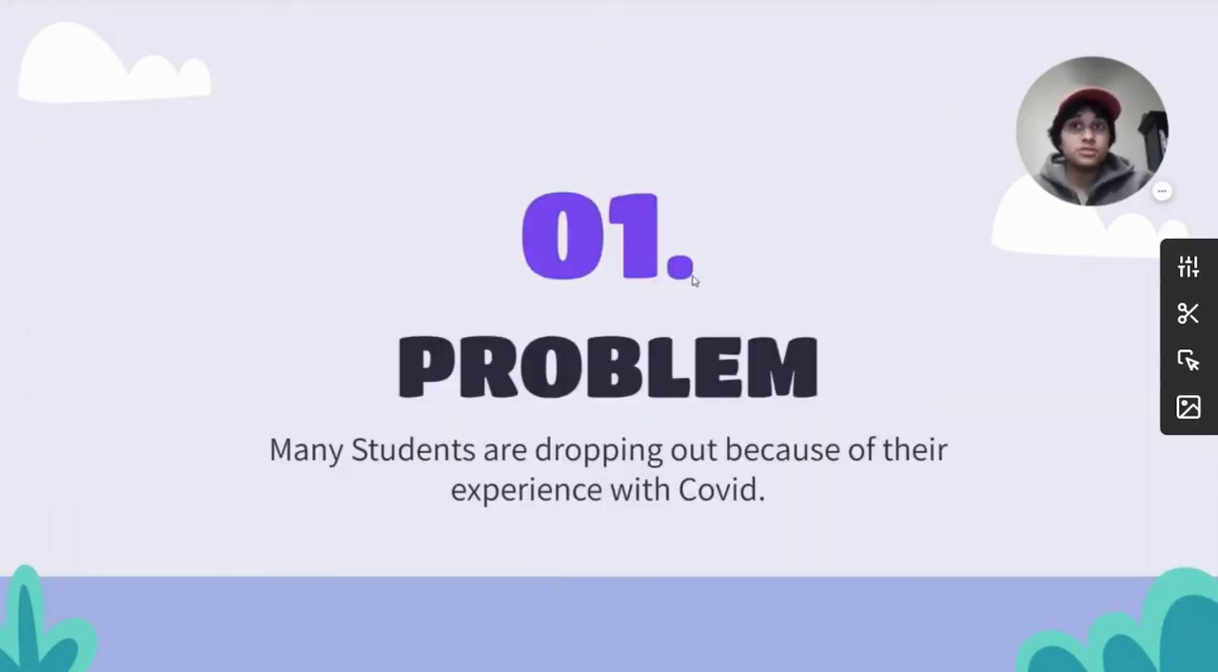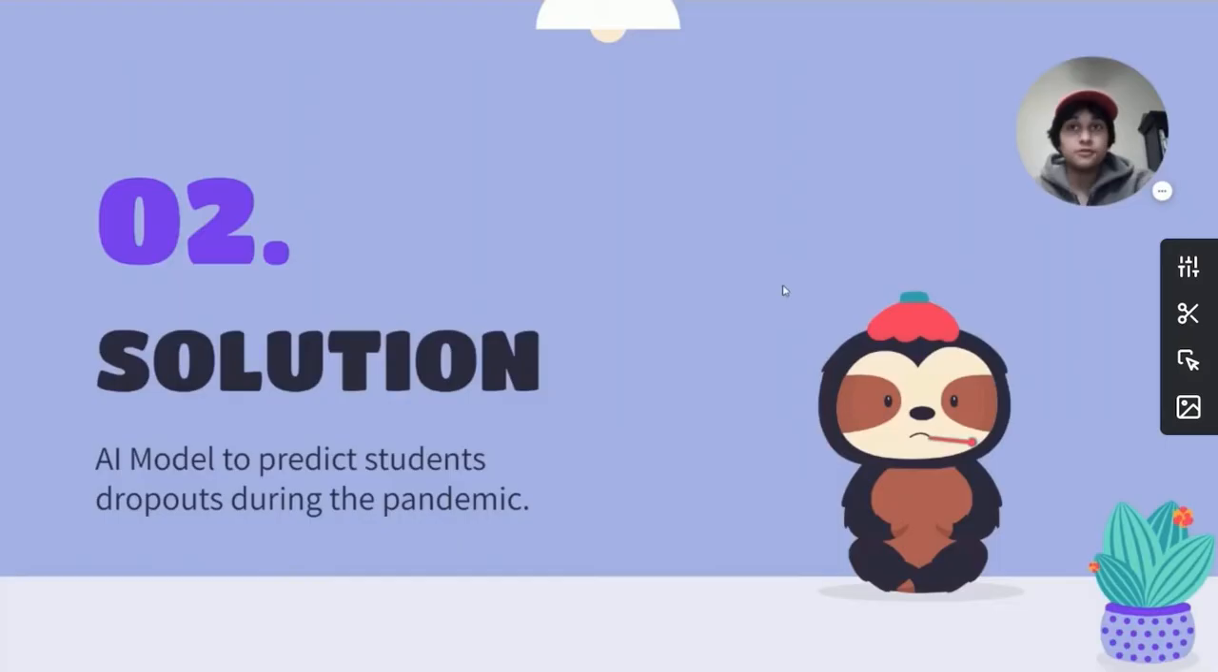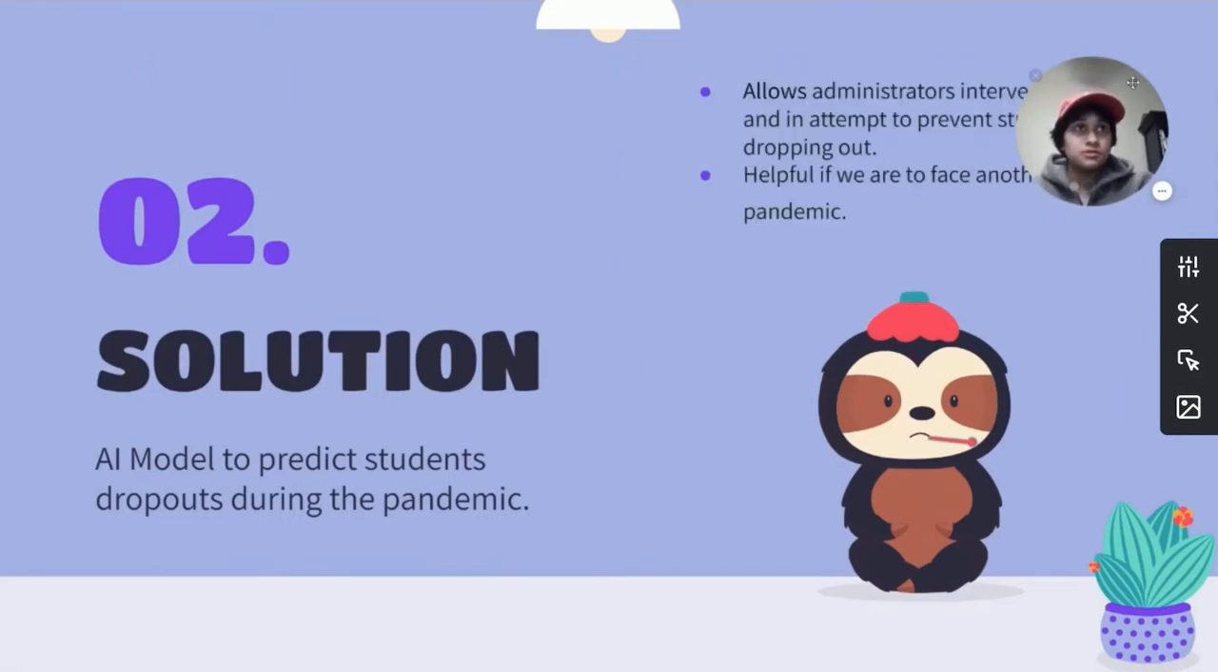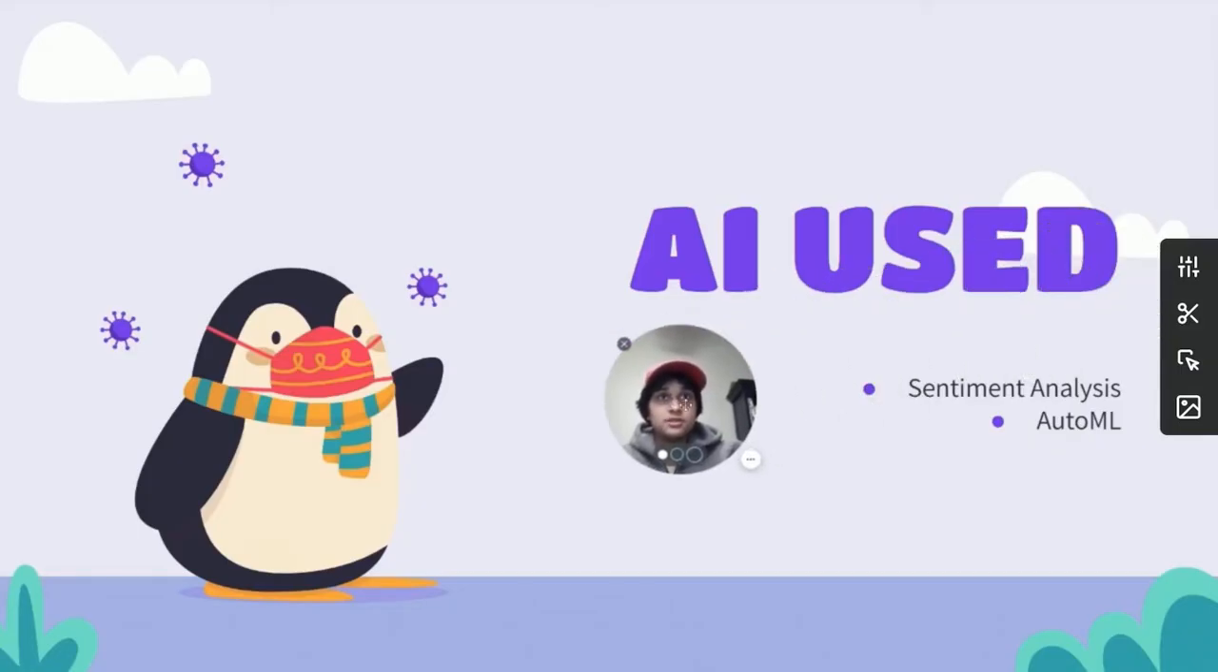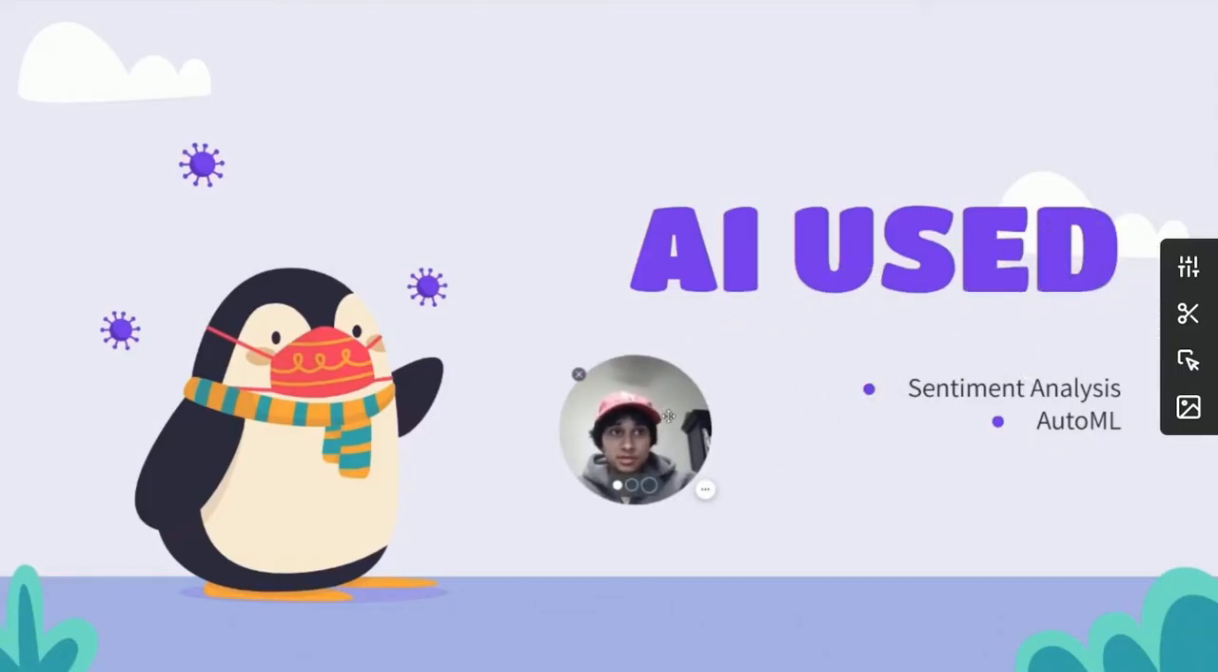The first is a problem. So many students are dropping out because of their experience with COVID. So our solution was an AI model to predict students' dropouts during the pandemic. This model will allow administrators to intervene earlier in an attempt to prevent students from dropping out. And this model will also be helpful if we were to face another pandemic. The AIs we used were sentiment analysis as well as auto ML.